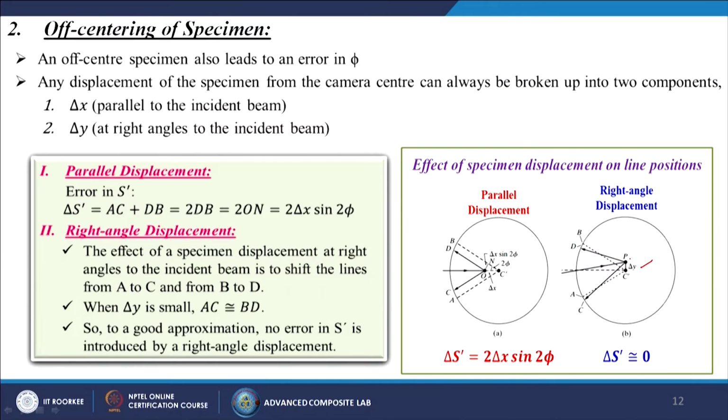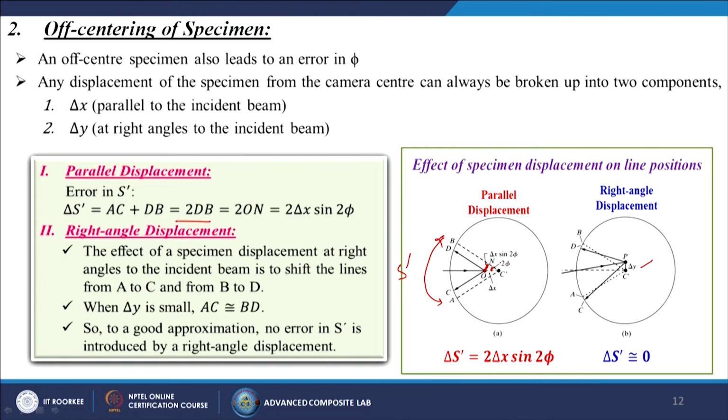Now, what is the parallel displacement? The error in S prime is AC plus dB, and AC and dB are almost the same, so that is 2 dB. 2 dB is nothing but 2 ON if we drop the perpendicular onto the C prime B line. If this angle is 2 phi, then we get del x sin 2 phi. So, 2 into del x sin 2 phi is the parallel displacement in this particular case.